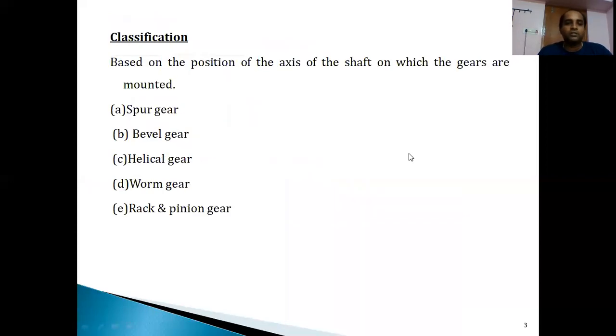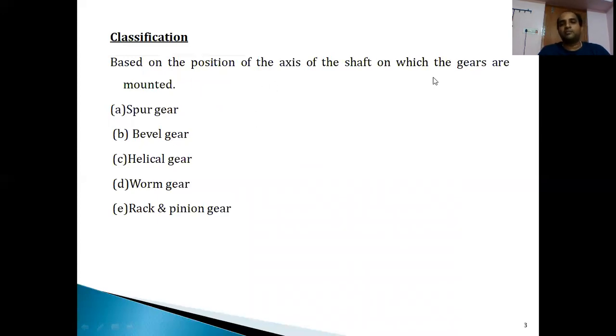So there are many types of gears we have seen, and many times we are using particular gears for particular applications. So the different types of gears which we are using, how are we classifying them? We are classifying them based upon the shaft mounting axis, or you can say the positioning of the axis of the shaft, or where the gears have to be mounted.